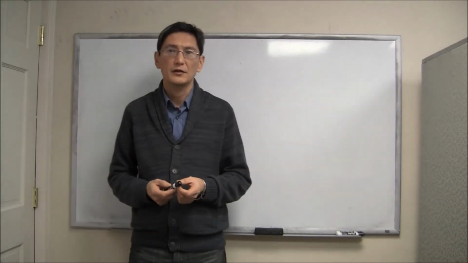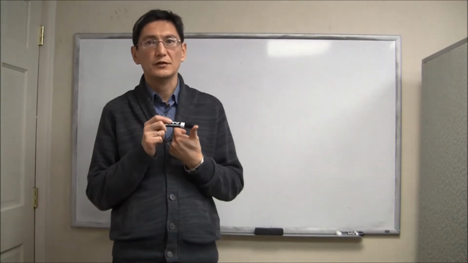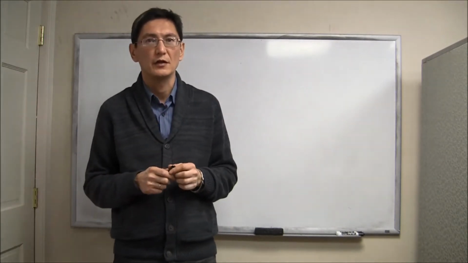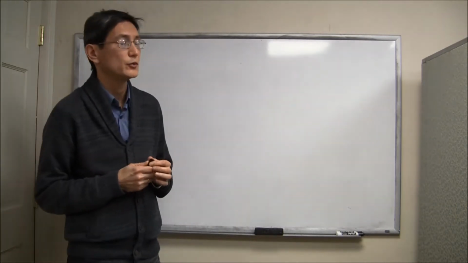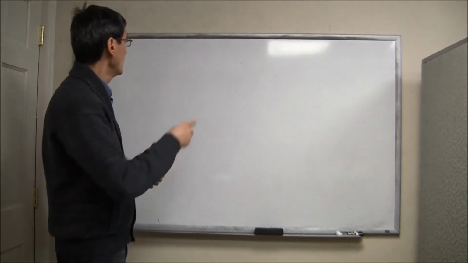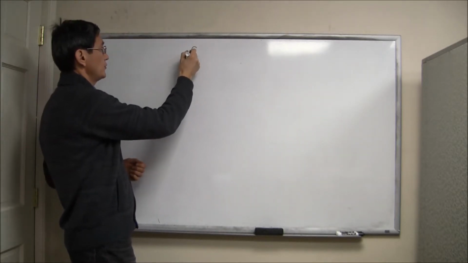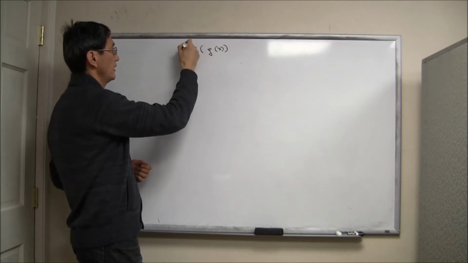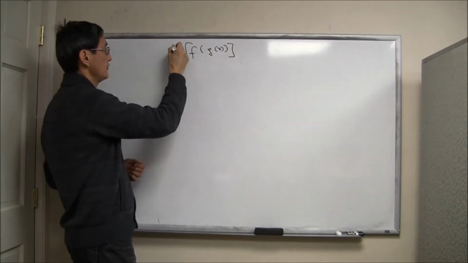So we know how to take the derivative of a product of two functions. We know how to take the derivative of a sum or difference. We know how to take the derivative of a quotient of two functions. So today we want to discuss the case when we want to take the derivative of a composition of two functions. So the situation is the following. We have a composition of two functions, and we want to take the derivative.